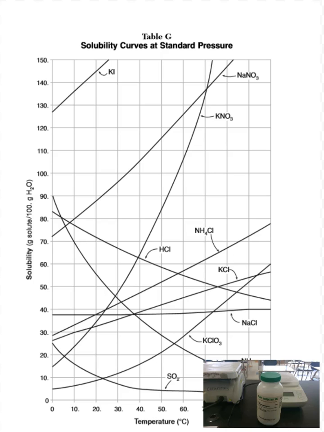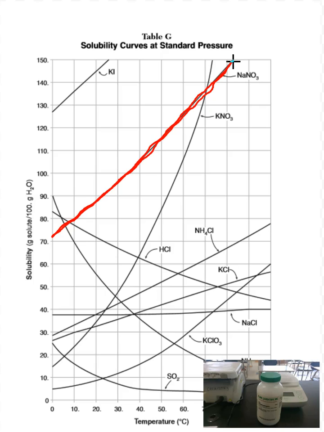So take out your reference tables and turn to Table G. And we're going to be focusing on a substance called sodium nitrate. So find the line for sodium nitrate. Here it is. All right, so you want to focus on the line for sodium nitrate.